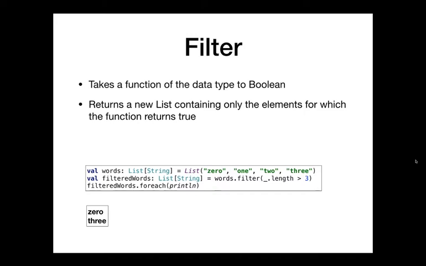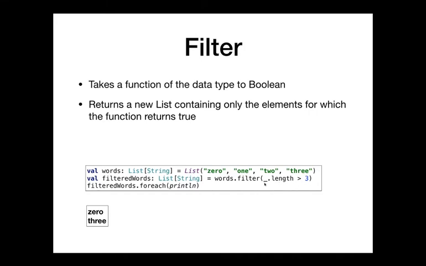Filter is going to take a function that takes a parameter of the type of the elements of the data structure and returns a Boolean. And it's going to return a new data structure containing only the elements of the original data structure for which that function returned true. So I'm going to take my data structure and filter it. In this case, I'm going to filter only the words with length greater than 3. Everything with length less than or equal to 3, gone. Filter those out. I'm going to only keep these elements.